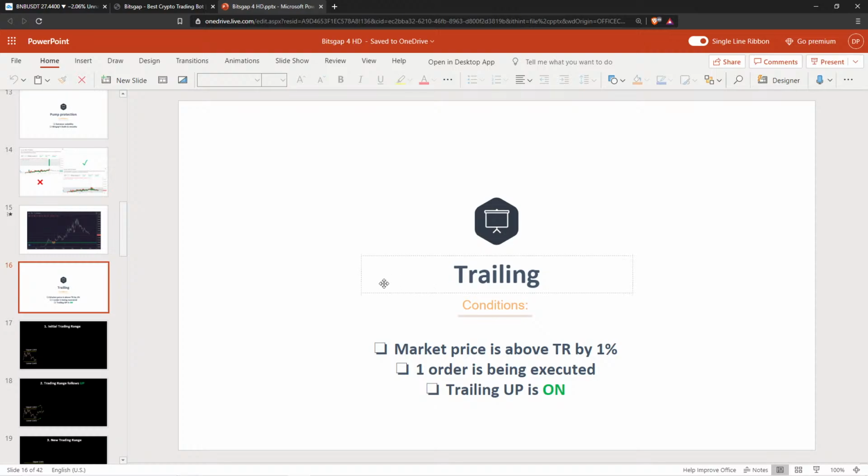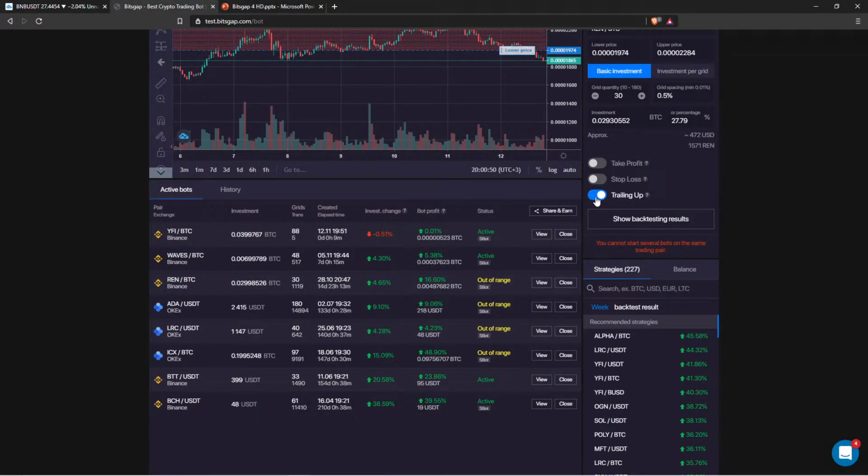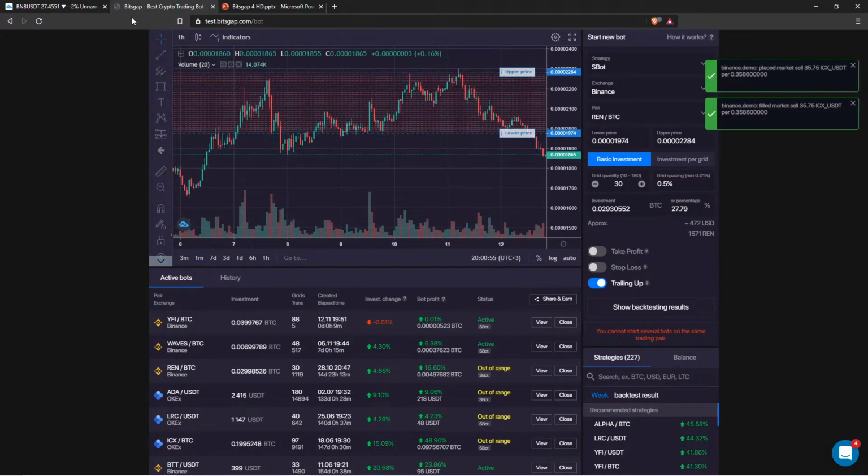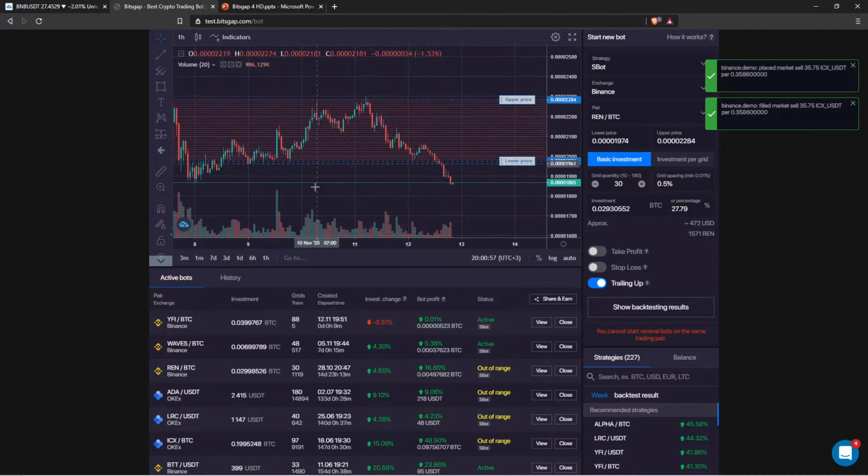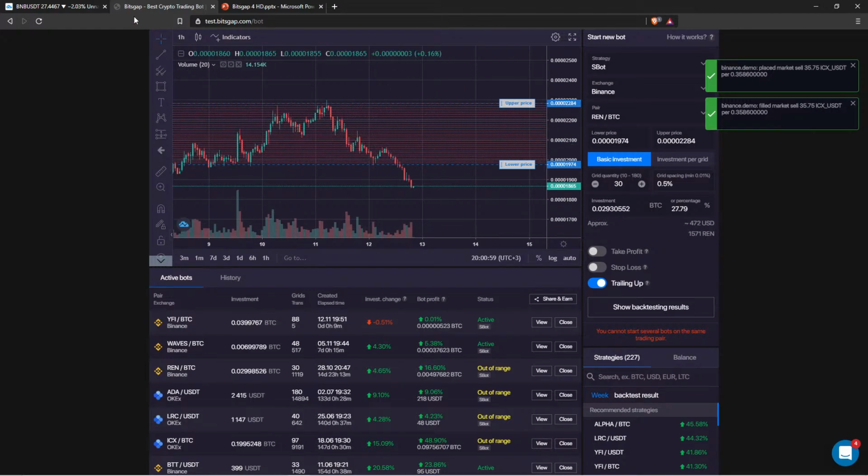And the trailing up instrument, that's a status as well. That's basically when your trading range starts following the market rise. And it is only possible if you have this trailing up instrument on. So as soon as you have it on, the trading configuration will follow the market rise.